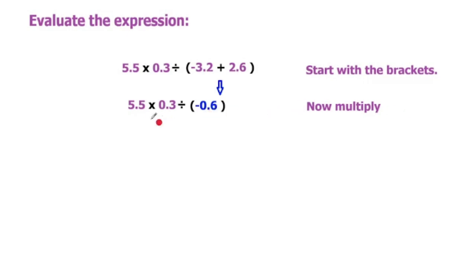Now we can do our multiplication. We can just do this multiplication first, okay? So 5.5 times 0.3 is 1.65. Now we could do the division. And we can divide this. And we know that when we divide a positive and a negative, the answer will be negative. So we're left with negative 2.75.